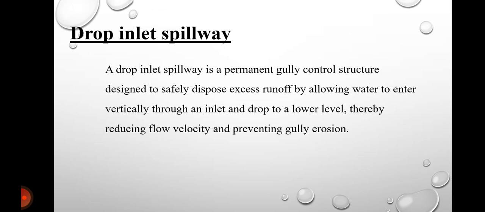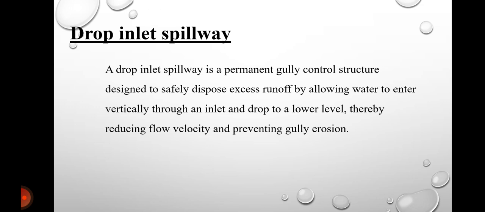So the main components are the inlet structure, vertical or inclined shaft, conduit or pipe, outlet structure, and energy dissipator. The inlet structure collects and admits runoff water. The vertical or inclined shaft carries water downward. The conduit or pipe conveys water safely to the outlet. The outlet structure releases water safely to the downstream. The energy dissipator reduces the velocity and energy of the flowing water. These are the main components. So there are 5 main components. What are they? The inlet structure, vertical or inclined shaft, conduit or pipe, outlet structure, and energy dissipator.